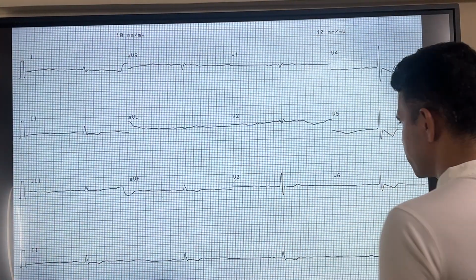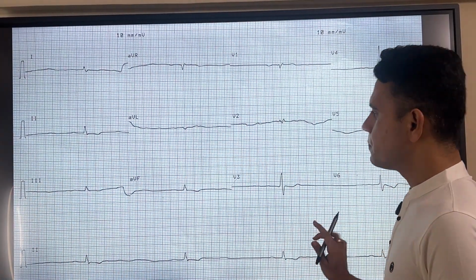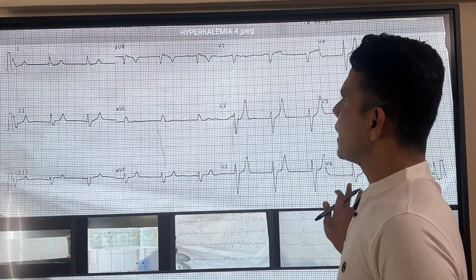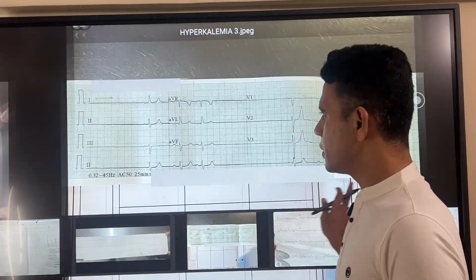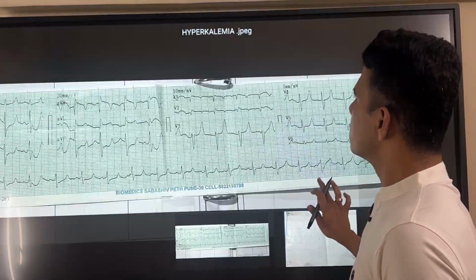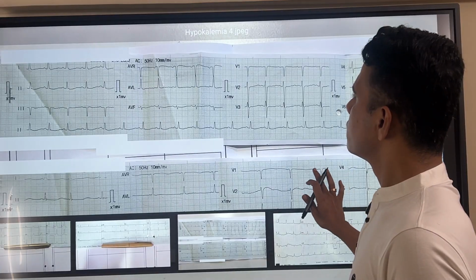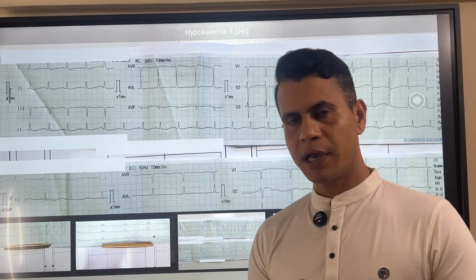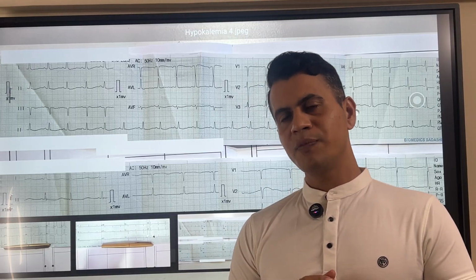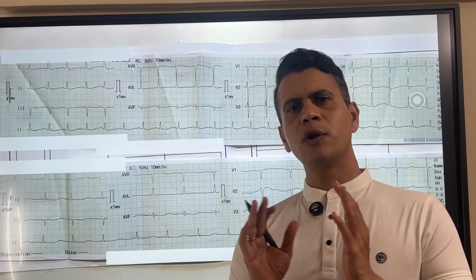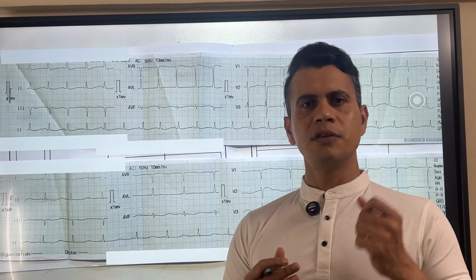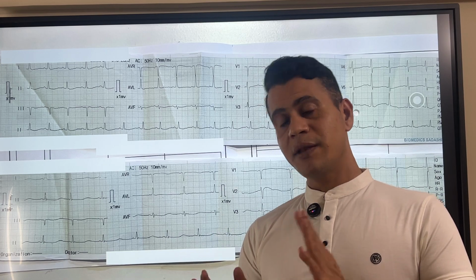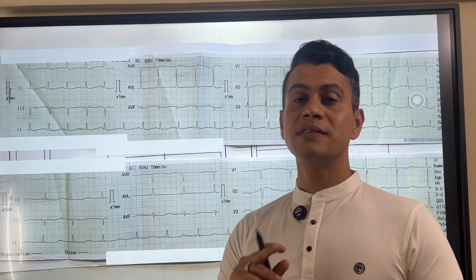So today we'll be discussing a very interesting topic, that is hyperkalemia versus hypokalemia. The most important thing in hypokalemia is that we get a very low voltage ECG. This is the first finding that we can get. The second most important thing, in both hyper and hypokalemia, is the T wave.